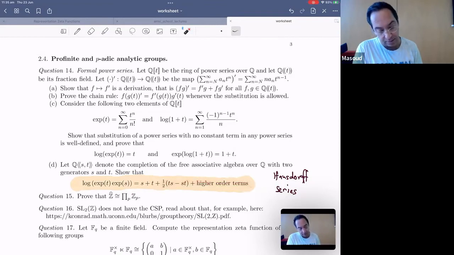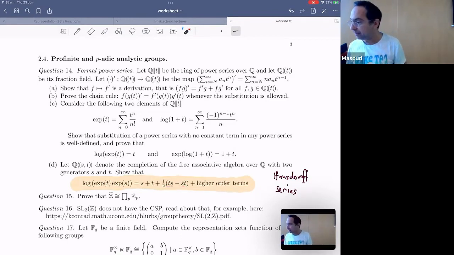But in general, you'll get a power series. This is a power series, this is a power series, you substitute in log, you get a power series. And the miracle here is that this power series, which could have been a crazy power series in this algebra, only has commutators. The higher terms are also commutators.